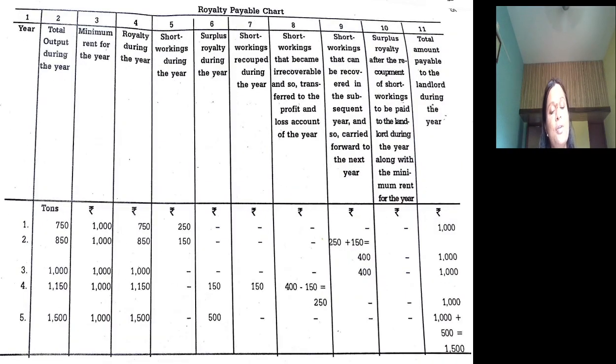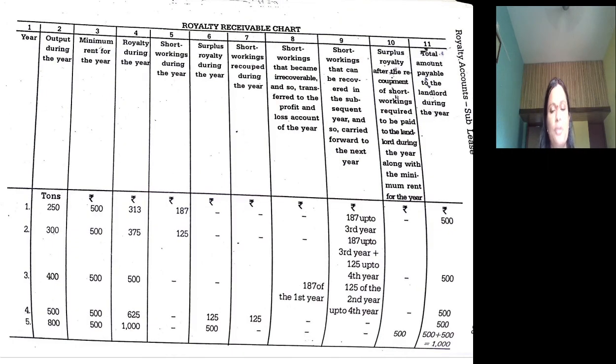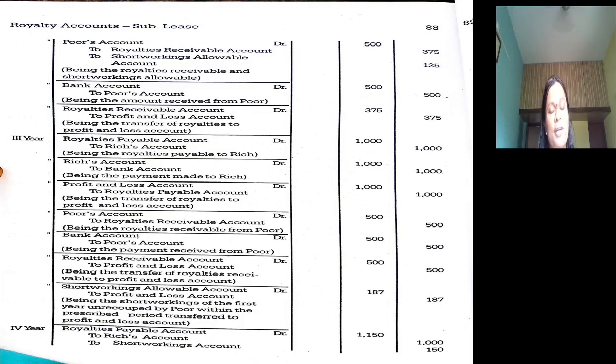What is the situation of the main lease in the third year? In the third year royalty is equal to minimum rent. So the journal entry in the books of the lessee, that is Quick, main lessee: royalty payable account debit to lessor account 1000. When he makes the payment, lessor account, that is Rich account, debit to bank account 1000. Royalty payable should be closed by transferring it to profit and loss account. Short working will not come, because short working is carried forward during the third year also.